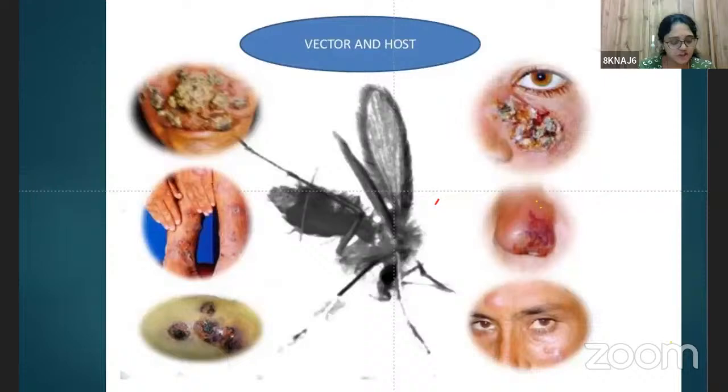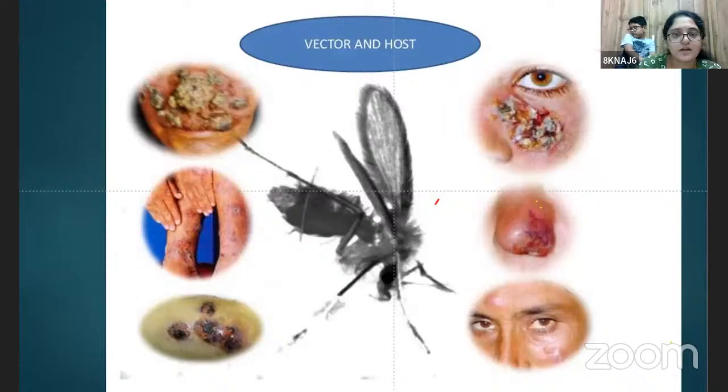Both reported the organism within a difference of a few months. Leishman reported it from London, and Donovan from Chennai, that is Madras, in July 1903, and Leishman in May 1903. So it was almost simultaneous. This causes Kala Azar, or dum-dum fever, or visceral leishmaniasis, and it is quite common in India, Eastern Asia, parts of Africa and South America.